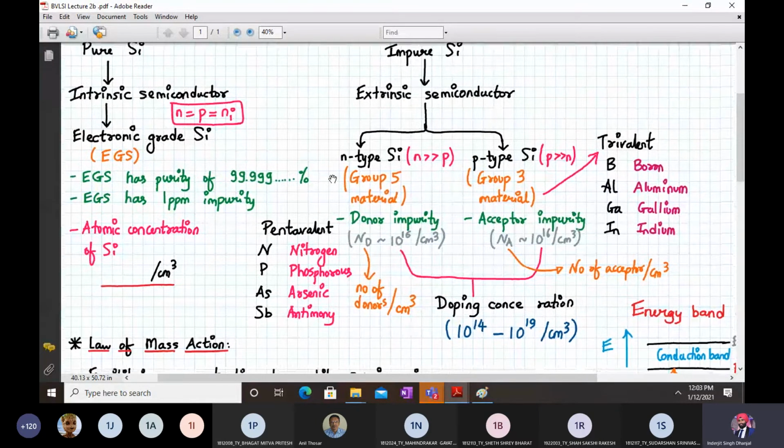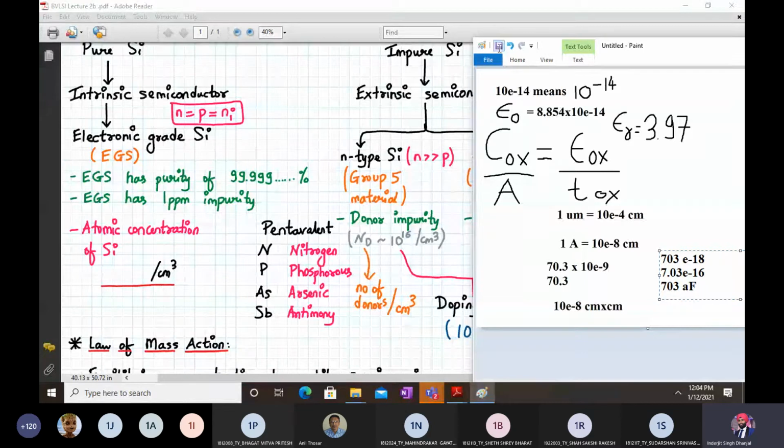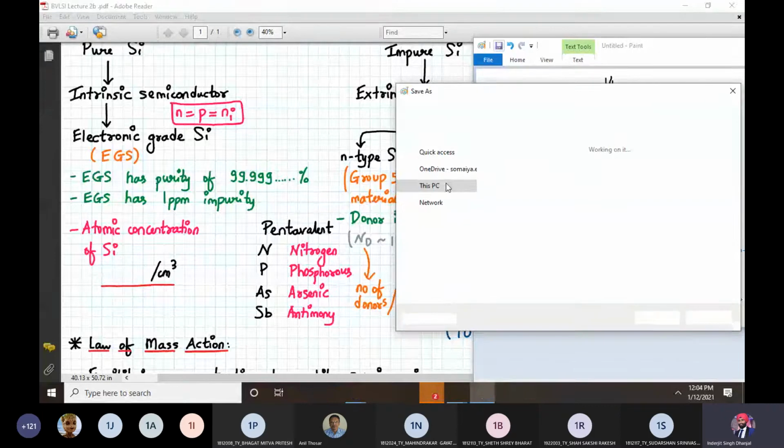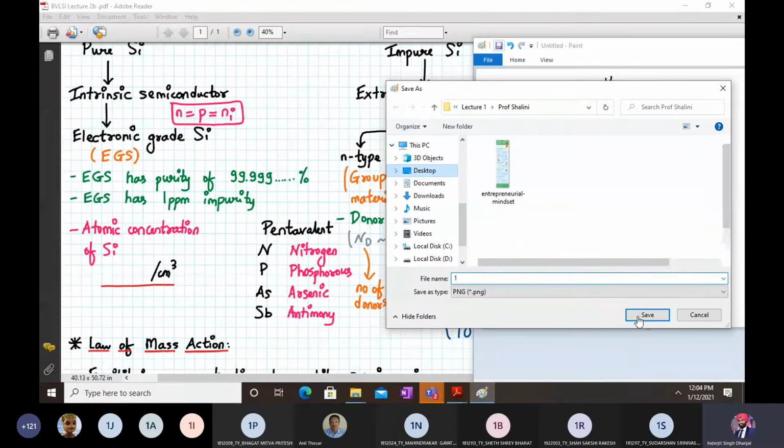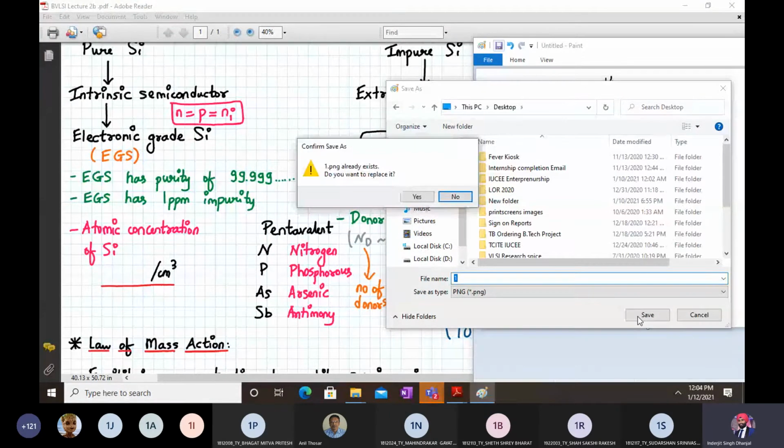Now, any one of you, write down in your chat box what's the atomic concentration of silicon. Come on, I'll give you the answer, no doubt. But if anyone can guess the value of atomic concentration of silicon. Any one of you? You remember? What's the atomic concentration of silicon? No. Atomic concentration. Concentration means how many silicon atoms are there in a crystal structure.